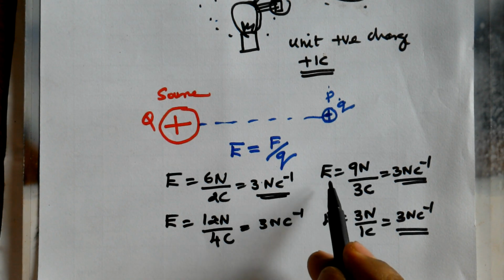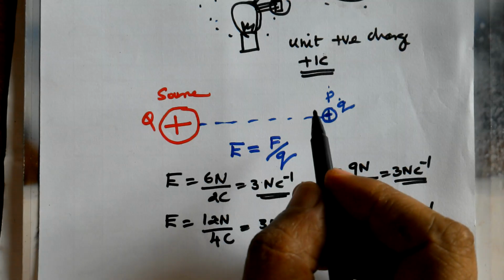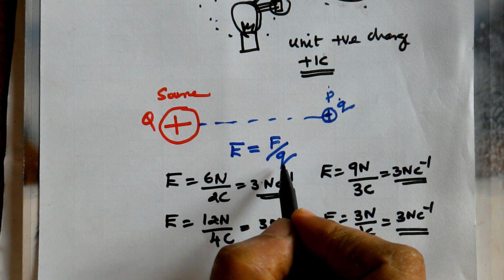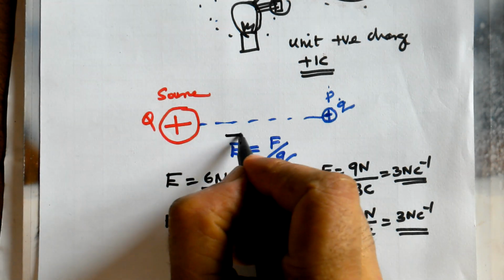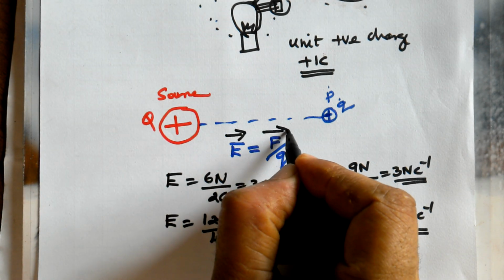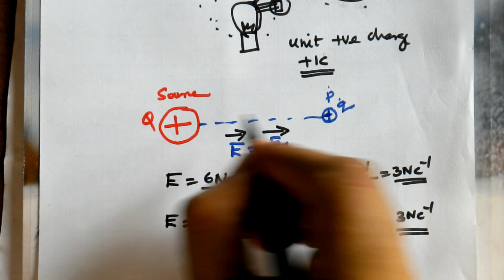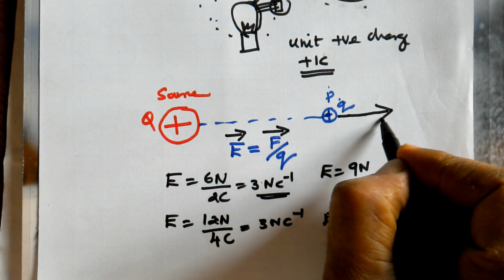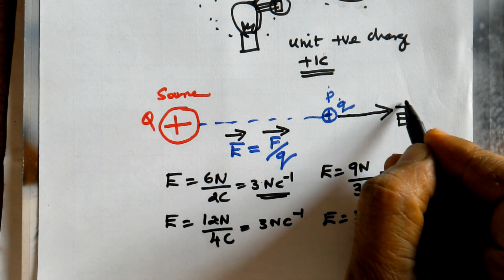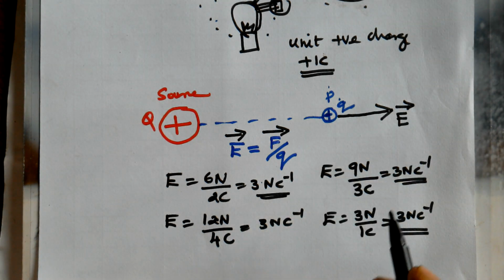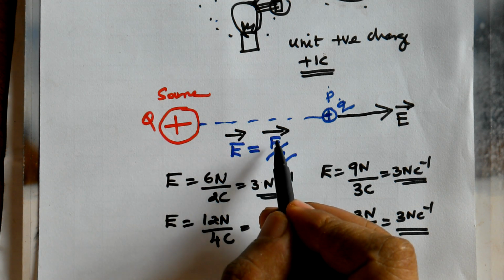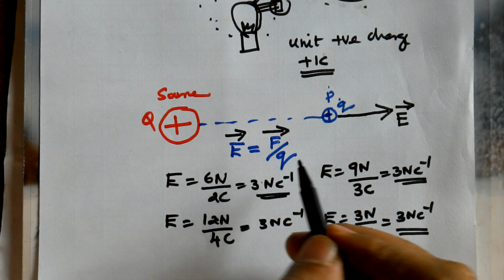Sir, is electric field a vector or a scalar? Definitely it is a vector, because this force has a direction. Charge is a scalar, we know it. So what is the direction of electric field? It is the direction along which force acts on the test charge. So what is the direction of electric field here? This test charge would experience a force like this. So I can write electric field like this. Okay, so electric field is a vector quantity. Its direction is the same as that of the force experienced by a unit positive charge.